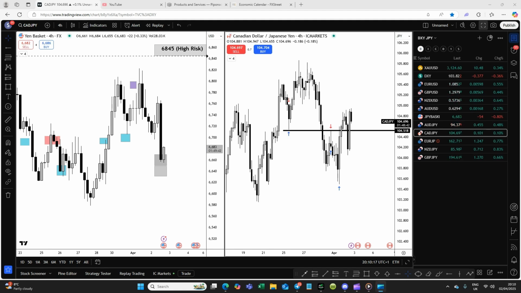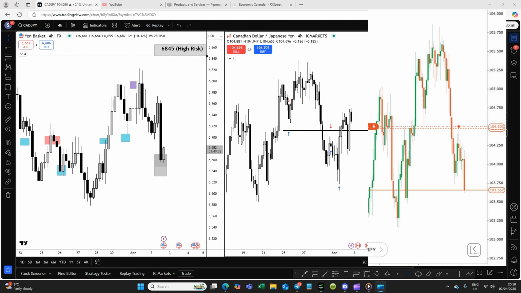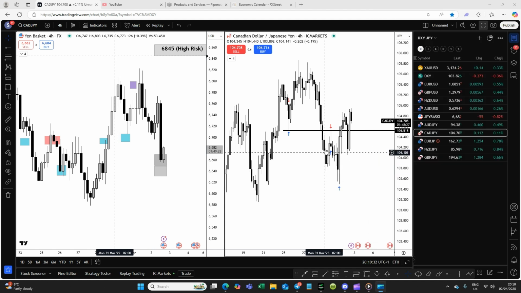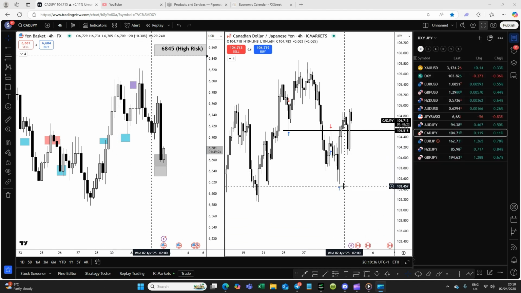In this video, I'm going to be breaking down how I made 2% on Canadian dollar yen alongside all of my members in the group. I'm just quickly going to break it down. You can see on the right hand side here, this was the position I took. This red arrow indicates where I sold, and this is where I took my take profit 1. We'll go over what this means afterwards.